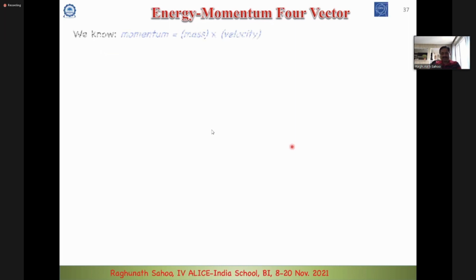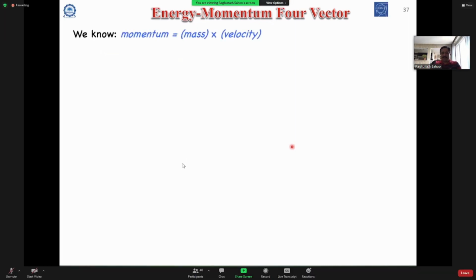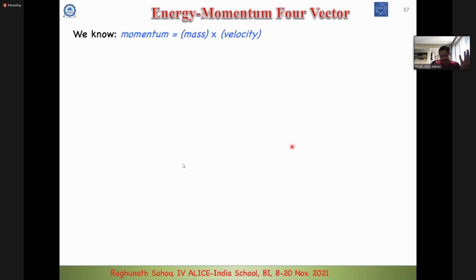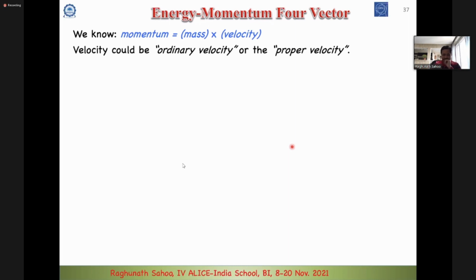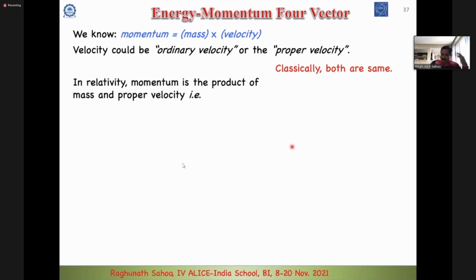Okay. So now let me bring up the energy-momentum four vector. If you have to start from scratch, which way are you going to define momentum? Momentum is simply mass into velocity. Fine. Velocity could be ordinary velocity and proper velocity. This I discussed. And classically both could be shown to be the same. In the Newtonian, non-relativistic reduction, both could be shown to be the same. Perfect. So in relativity, momentum is the product of mass and proper velocity. So that is what I showed you.